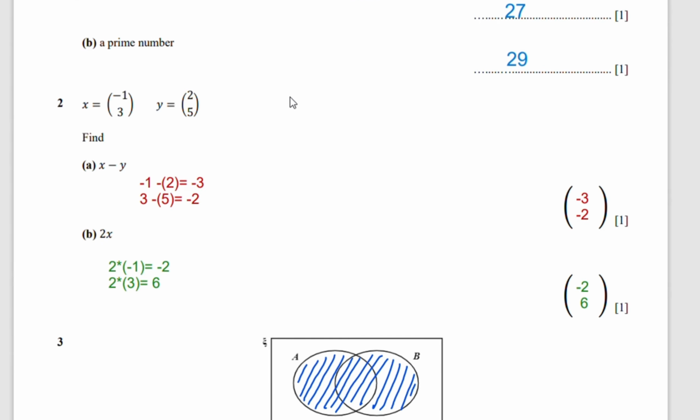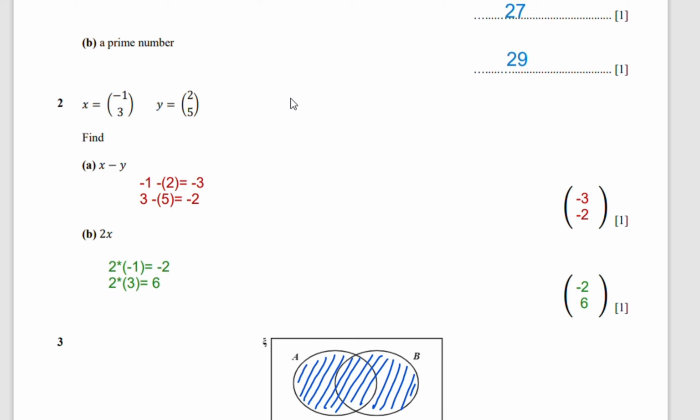Moving on, we have question 2. Question 2, we have x equal to (-1, 3), and y is equal to (2, 5). So this is the vectors lesson. I guess it's found in chapter 8 in the book if you have the official book, but I'm not really sure of that. I'll make sure and I'll link the book in the description box if I find it.